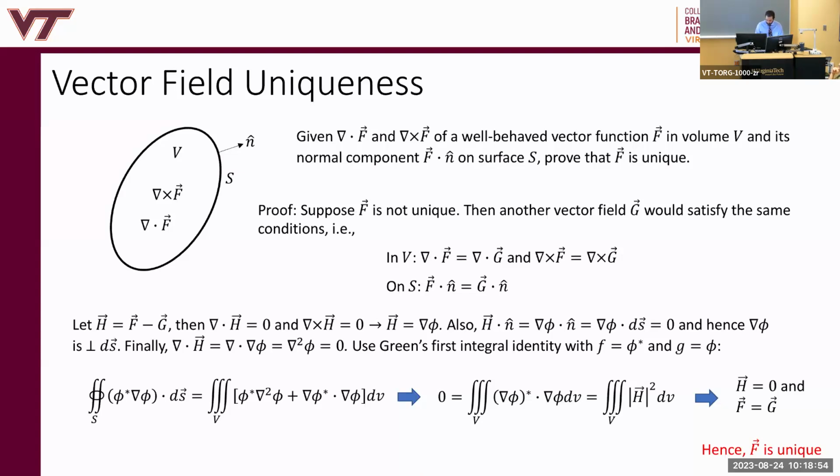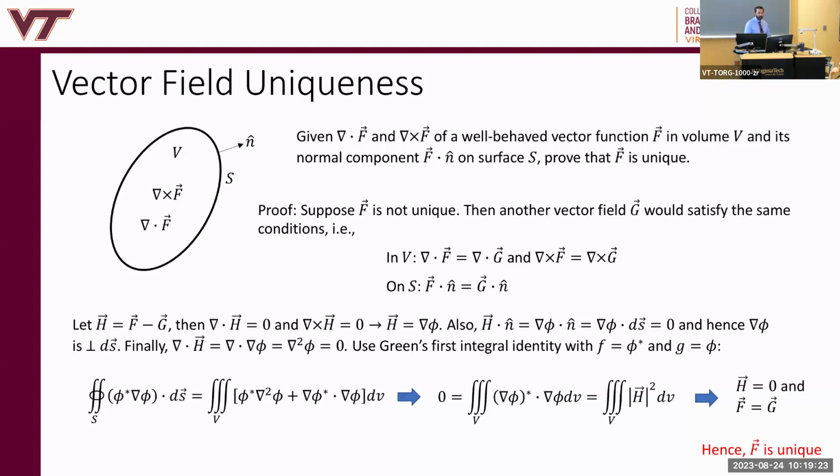Given the divergence and curl of a well-behaved vector function F in volume V and its normal component, F dotted with n, on surface S, prove that F is unique, right? What are we saying? If we specify the divergence and the curl of a vector field and its normal component throughout some surface that bounds volume V, we can prove that we've uniquely defined F.